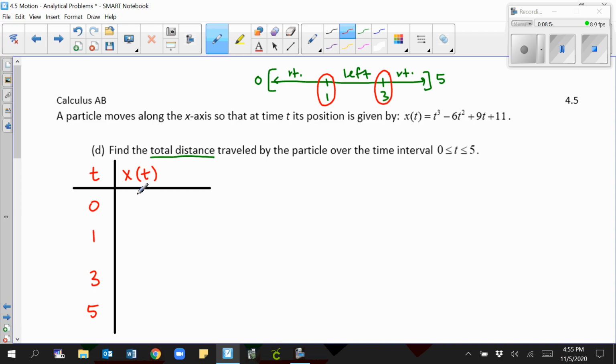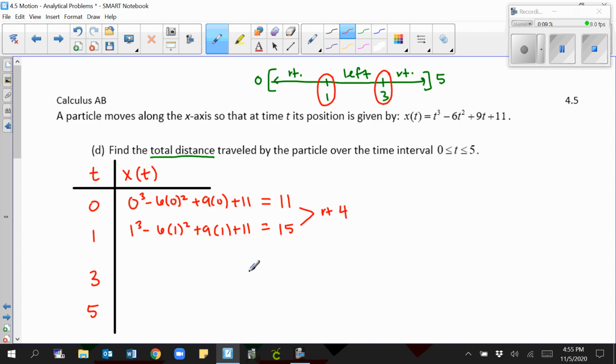So at 0, I'm looking at 0 cubed minus 6 times 0 squared plus 9 times 0 plus 11. So we're starting at the position 11. Then at 1, I'm going to have 1 cubed minus 6 times 1 squared plus 9 times 1 plus 11. So 1 cubed is 1, minus 6 would be a negative 5. Then plus 9 would be 4, and plus 11 would get me 15. So it moved from 11 to 15. So that means that it went to the right 4 units here.